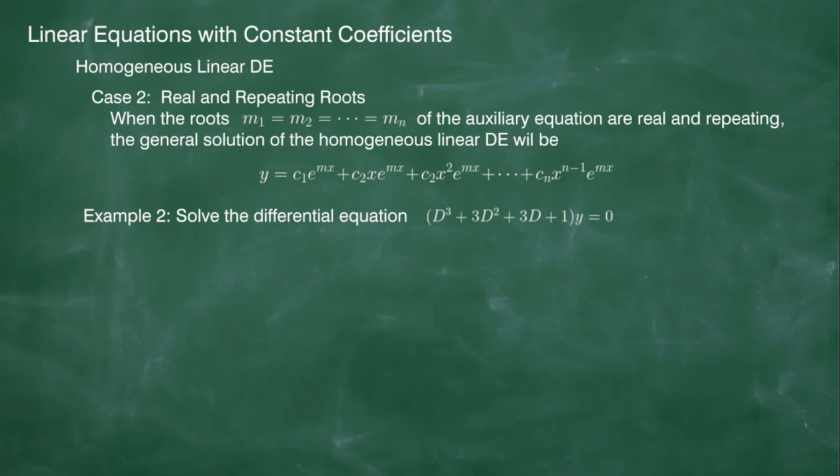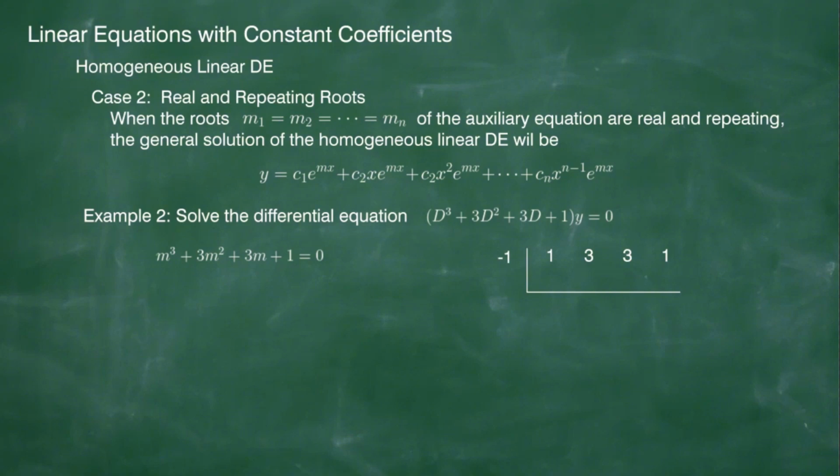Example number 2: solve the differential equation D cubed plus 3D squared plus 3D plus 1 acting on y equals 0. So we write the auxiliary equation first. We have m cubed plus 3m squared plus 3m plus 1 equals 0. We will use synthetic division here. We write first the coefficients of m cubed, m squared, m, and the constant term 1. So we have 1, 3, 3, and 1. We can try 1 or negative 1. Okay, let's try negative 1.